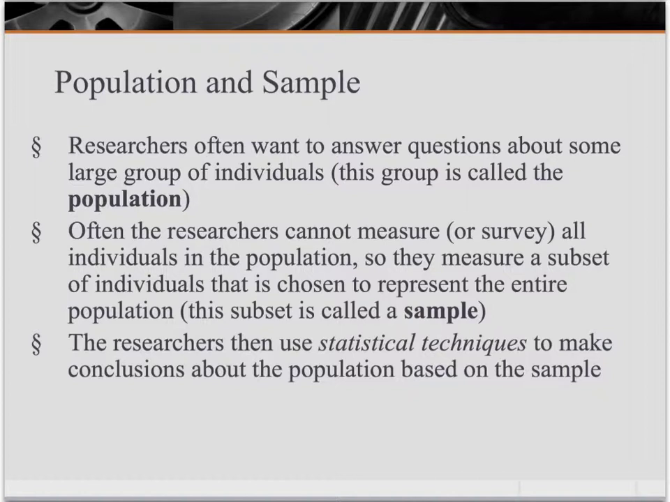So, for instance, when they're doing all those surveys to see which presidential candidate is ahead in a presidential election, well, they don't talk to every single American voter that there is. They do a sample of American voters, and they use that to represent everyone. And then they use statistical techniques to make conclusions about the population based on the sample. We'll talk about that later on in the course.